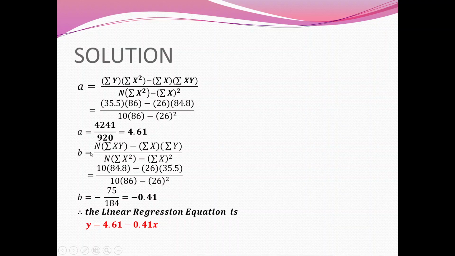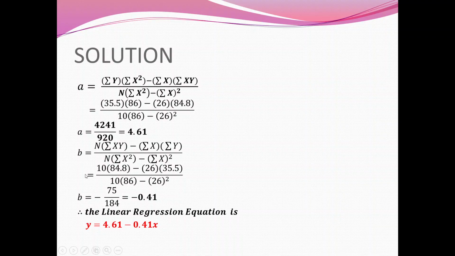And finding the slope b here, we have the number of observations n to be multiplied by the sum of the product of xy, minus the product of the sum of x and the sum of y, divided by the number of observations n to be multiplied by the sum of x squared minus the sum of x raised to square.